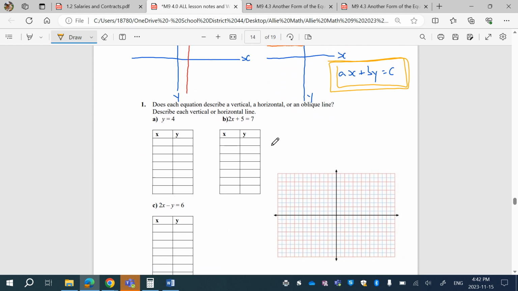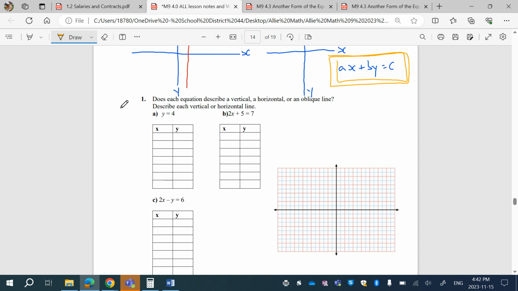So let's look at the first one. Does each equation describe a vertical, a horizontal, or an oblique line? Describe each vertical or horizontal line. So here we have that y equals 4. So we could just write in each of these that y equals 4. Doesn't matter where we are, y is going to equal 4.